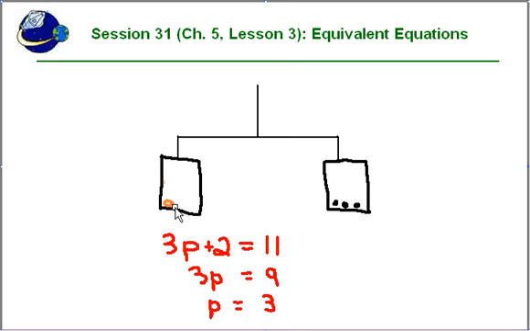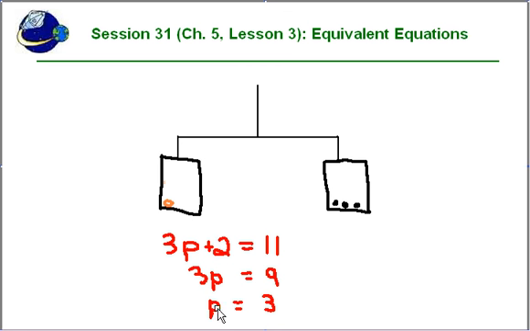On the left-hand side, I'm left with 1 pumpkin. These two sides are still in balance with each other, because whatever operation we did to the left-hand side on the balance, we did the same operation on the right-hand side of the balance. And by doing that, it kept both sides in balance with each other. So at the very end now, we're left with p is equal to 3.